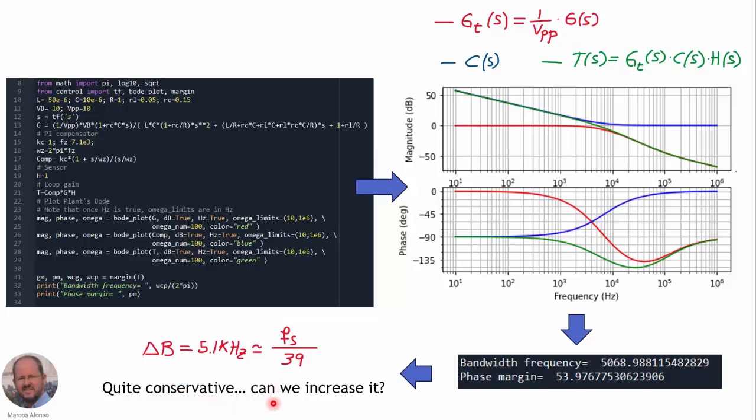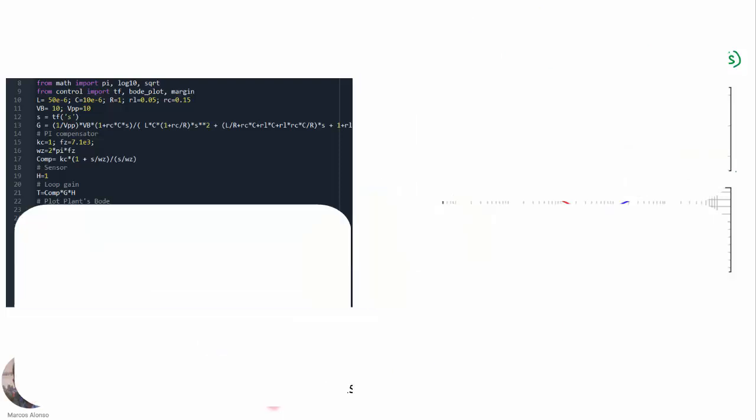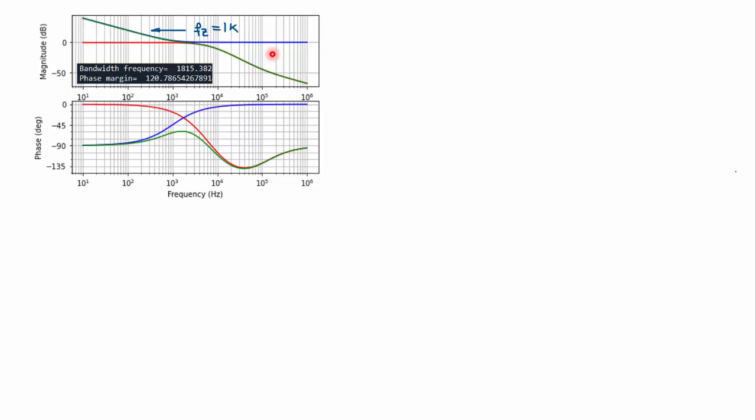Our question is, can we increase it? Can we increase the bandwidth of our system using this PI compensator? Or do we need a better compensator like a PID compensator? Let's take a look at this. At the end, in our PI compensator, we have only two parameters. One is the frequency of the zero, and the other is the gain at high frequencies, the gain in this flat part of the response. So we can try to change the value of these two parameters to see what is going to happen in the response of our converter in closed loop.